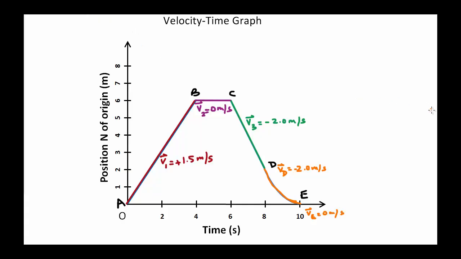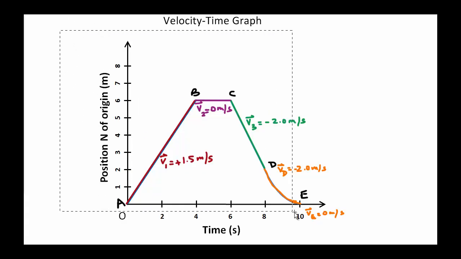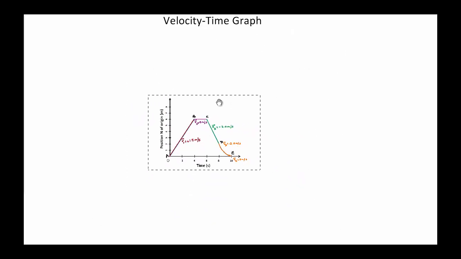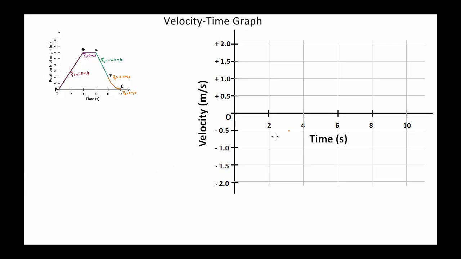So in order to generate the corresponding velocity time graph, I'm going to first shrink this graph and move it to the side to create some room, and set up a grid for my velocity time graph. So here's the grid for my velocity time graph. The x-axis looks the same as before. I've got time in seconds going from 0 to 10 seconds in increments of 2 seconds.